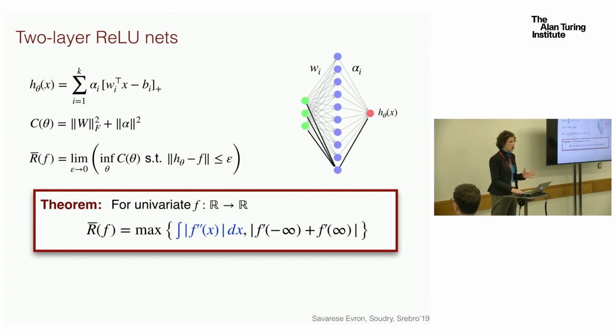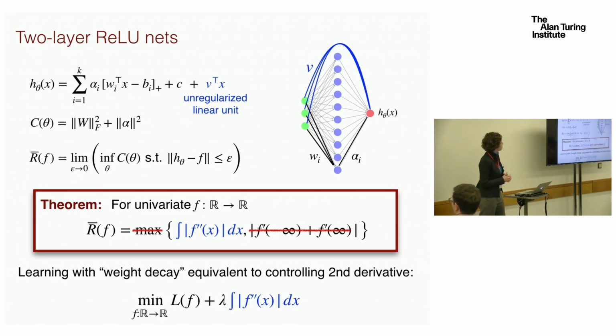We can actually make a small modification here to simplify things quite a bit. I'm going to take that original network that I was looking at, and tack on to the end an unregularized linear unit. So I've got v inner product with x that gets added on to the end of my h theta function. And with that small modification, which is consistent with a lot of practice, we can more easily express this regularization function, r bar of f, as simply the L1 norm of the second derivative of f.